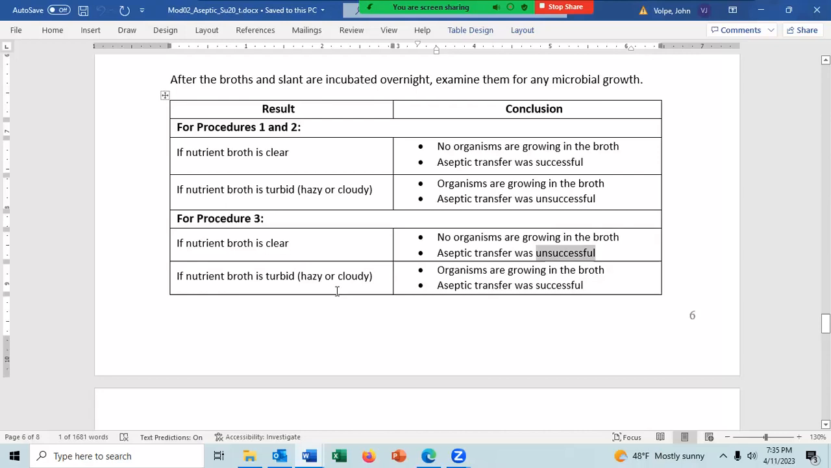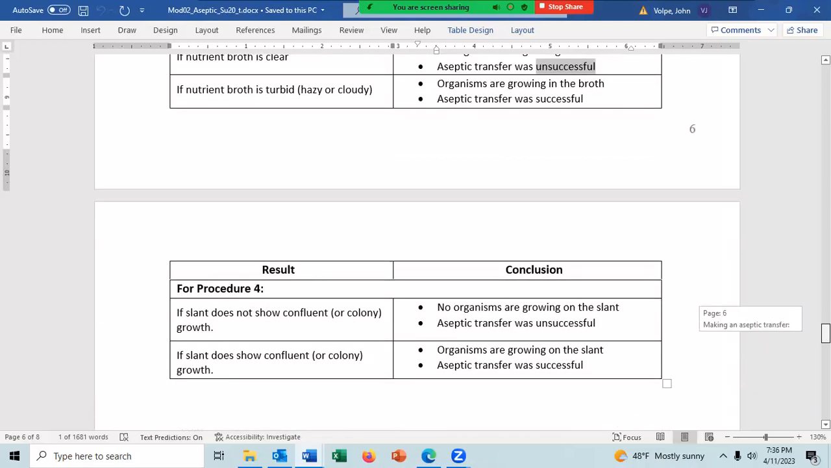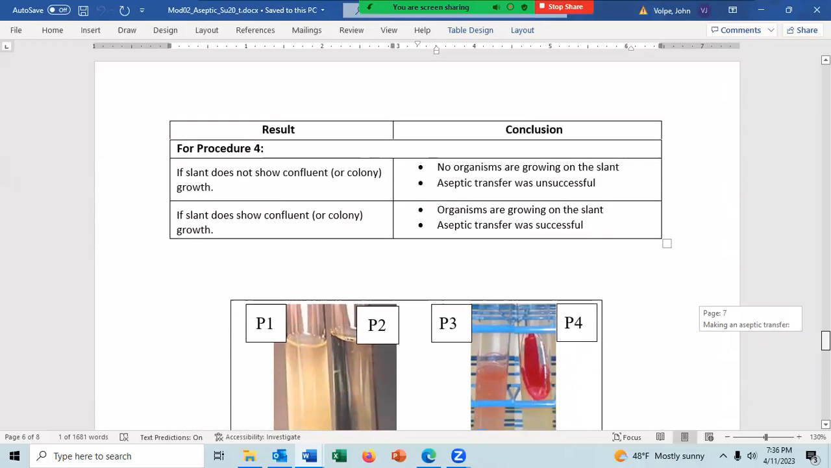For procedure 3, it also states whether the nutrient broth is turbid. If it is turbid, then the organisms are growing in the broth and aseptic transfer was successful. As long as the growth is pink, it was successful.